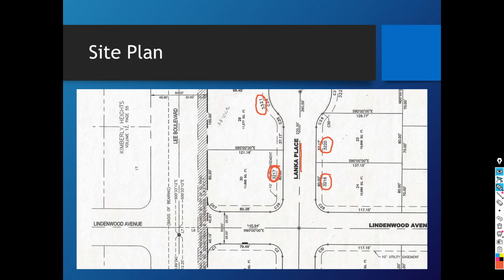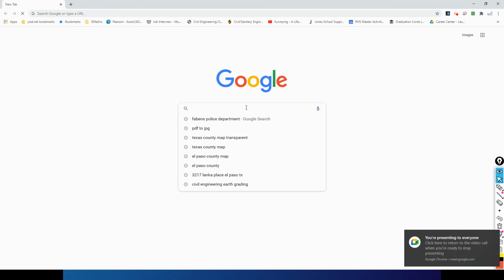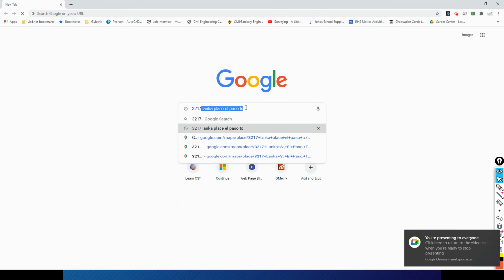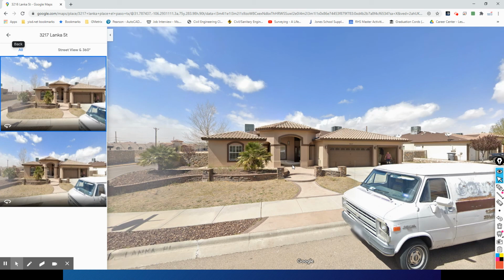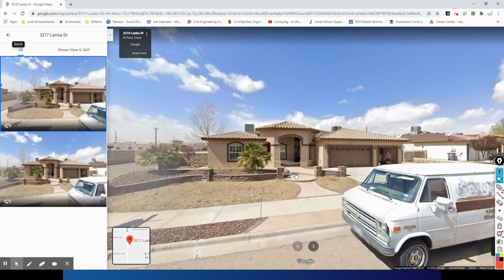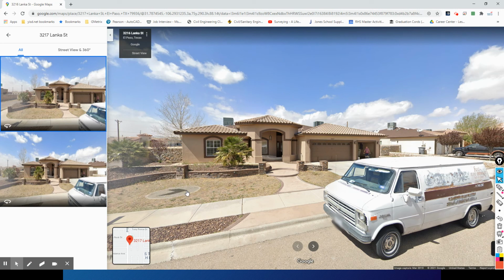Excellent. So let's be a little creepy. Let's Google that address just to show you that is an actual address that exists. 3217 Lanka Place. Click. And click. Just to show you, there's 3217 Lanka Place. Pretty nice looking house. They kind of need to water the lawn, but whatever.